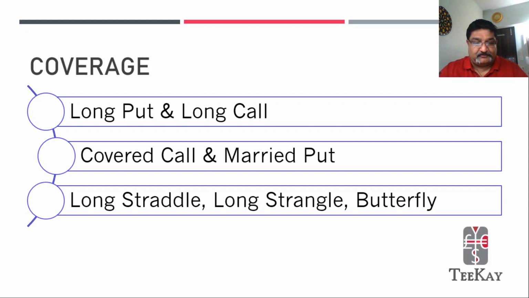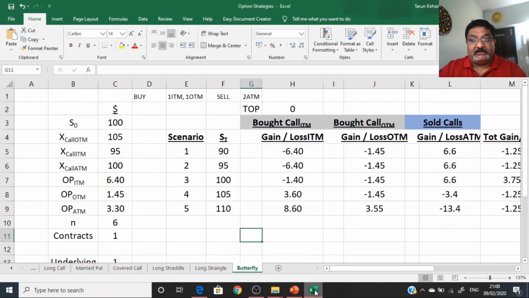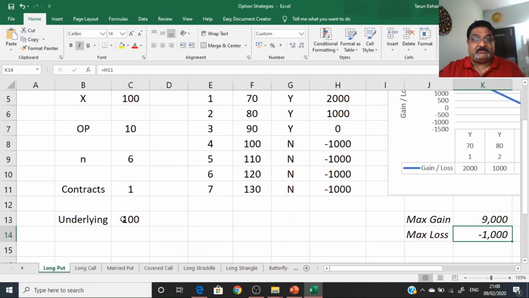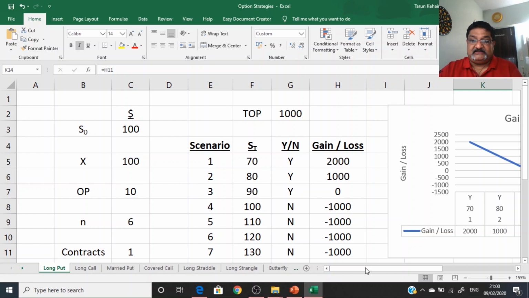So let's start. Therefore, I'm going to start with the first option strategy, which is called the long put. So that is what I'm going to start with. So let us get familiar with a few terms.